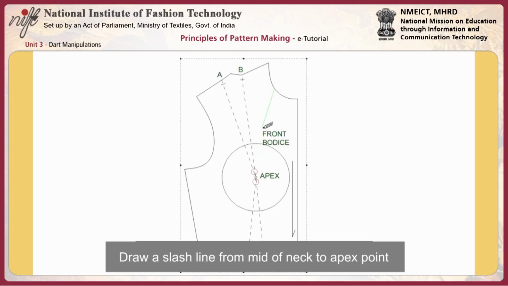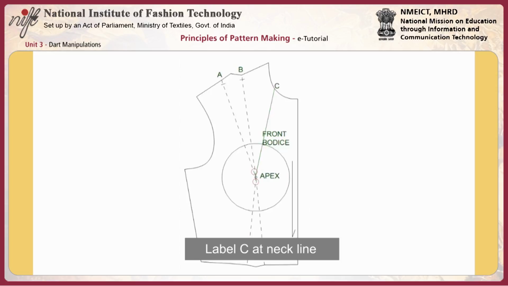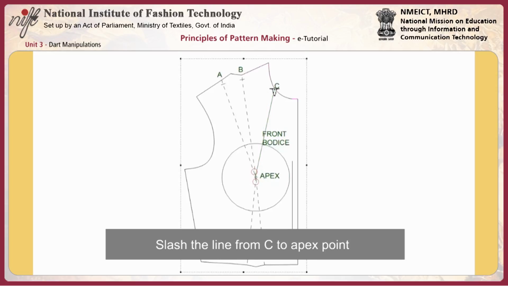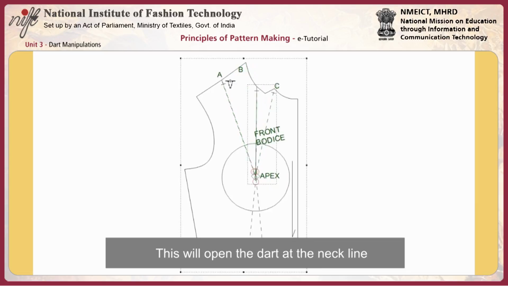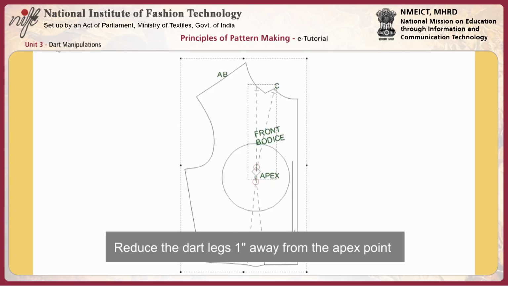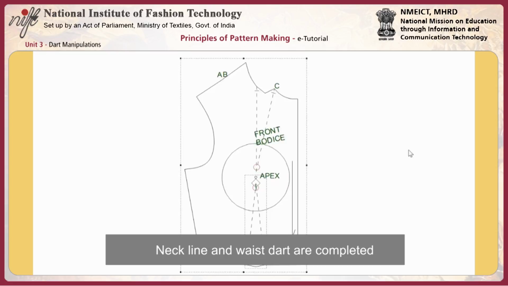Draw a slash line from mid of neck to apex point. Label C at neckline. Slash the line from C to apex point. Close shoulder dart by moving point B to point A. This will open the dart at neckline. Reduce the dart 1 inch away from apex point. Neckline and waist dart completed.